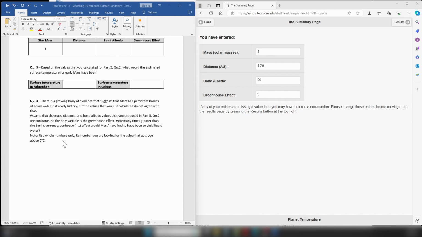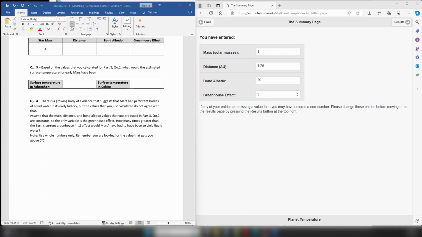So what are you going to do? So you're going to keep these values the same. So you're going to keep your star mass at 1. You're going to keep your distance at whatever you calculated. You're going to keep your bond albedo at whatever you calculated. And the thing you're going to be varying is the greenhouse effect.